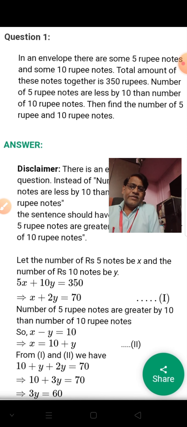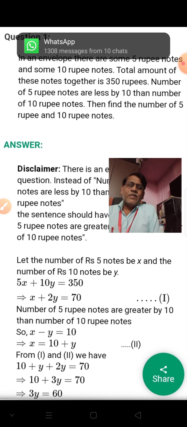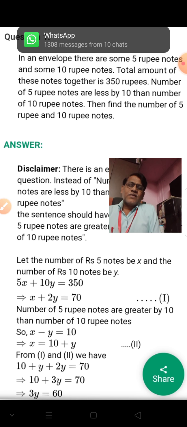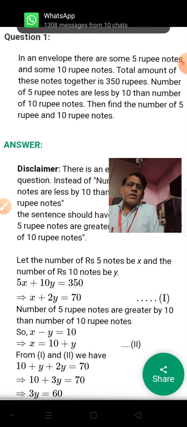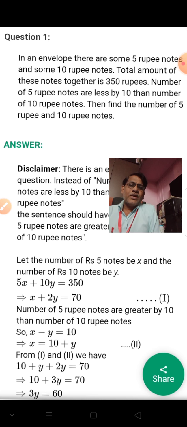In the last lecture, we completed practice set 5.1. Now we have to start the next exercise, that is 5.2. This new exercise depends on linear equations in two variables. Okay, and first the word problems are there.